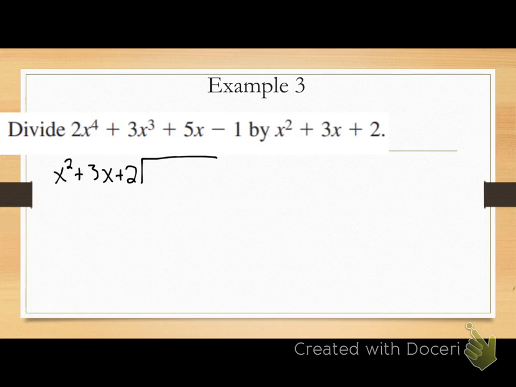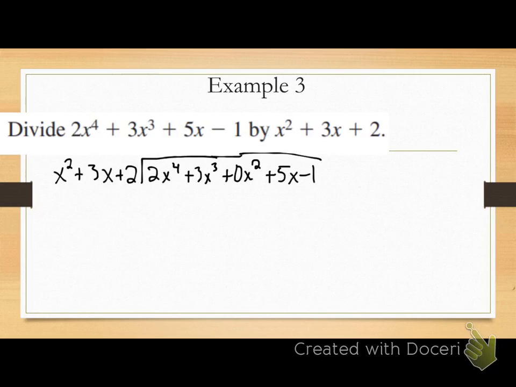Do I need to be careful of anything with my dividend? Very good. I don't have an x squared term, but I still need to represent it with 0x squared. So 2x to the 4th plus 3x cubed plus 0x squared plus 5x minus 1. Everyone good with that? Setting up the division problem.